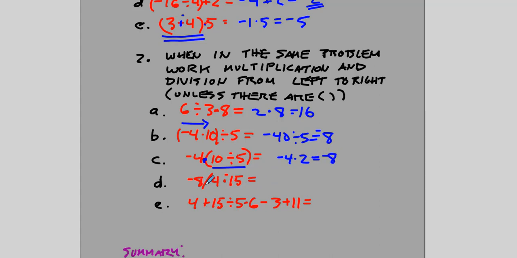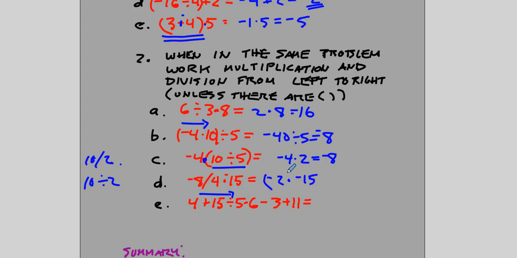And then here, a slash, that means fraction bar. So like 10, this means 10 divided by 2. It's another way of writing this. So negative 8 divided by 4, again we work left to right here. We do the division first. Negative 8 divided by negative 4 is negative 2 times negative 15.